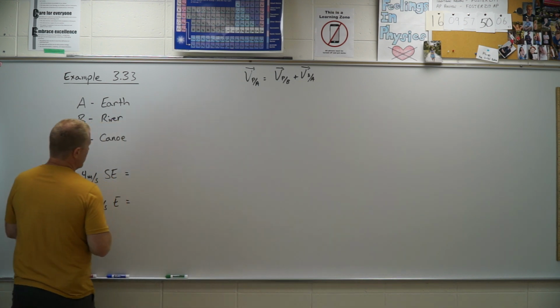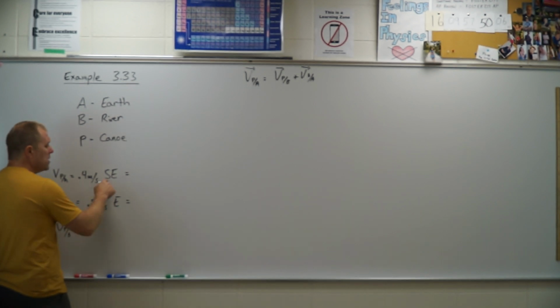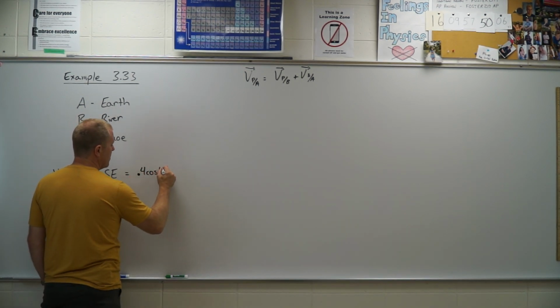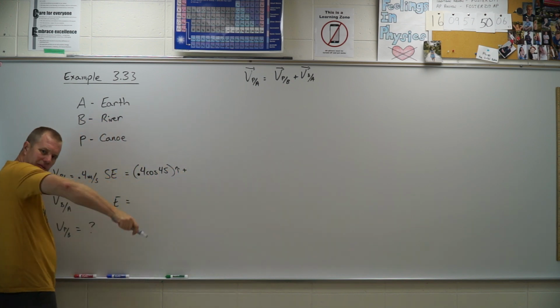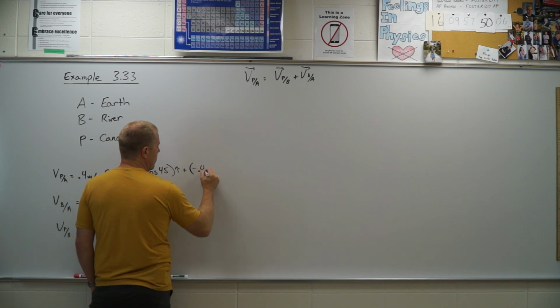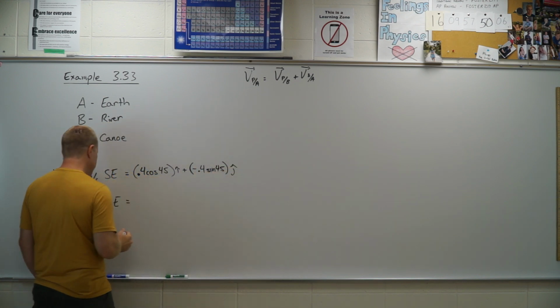The first thing we're going to want to do is resolve these into components, in other words, put them in i hat and j hat. Southeast is going to be 0.4 cosine of 45 i hat plus, and because it's southeast, it'll have a negative y component, negative 0.4 sine 45 j hat.